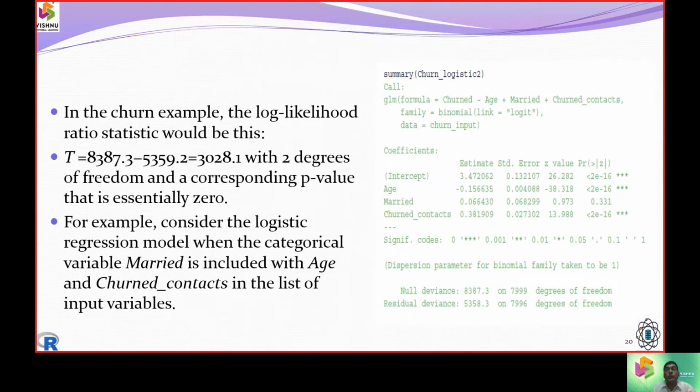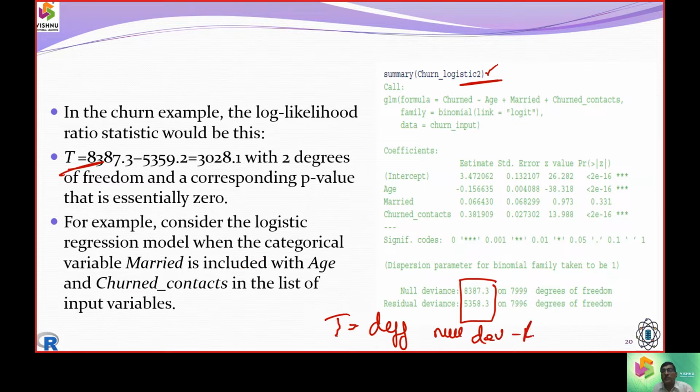Now, we made churn 2 and churn 3, that is churn logistic 2 and churn logistic 3. First of all, we will verify churn logistic 2. In churn logistic 2, you can see the t value here. The t value is the difference between the null deviance and the residual deviance. So what is the value we get? It is 330.28, with a degree of freedom of 2.